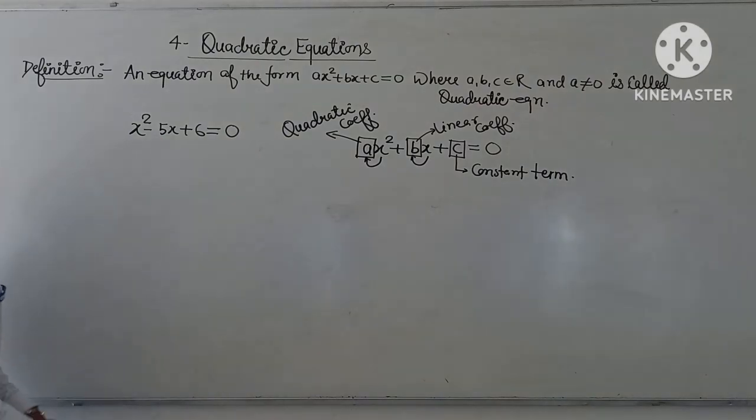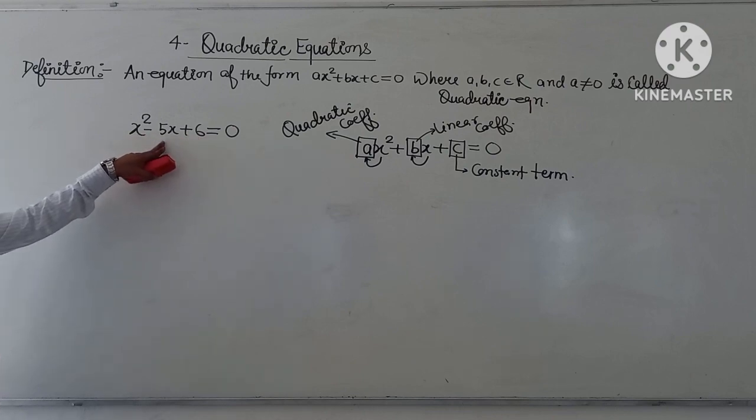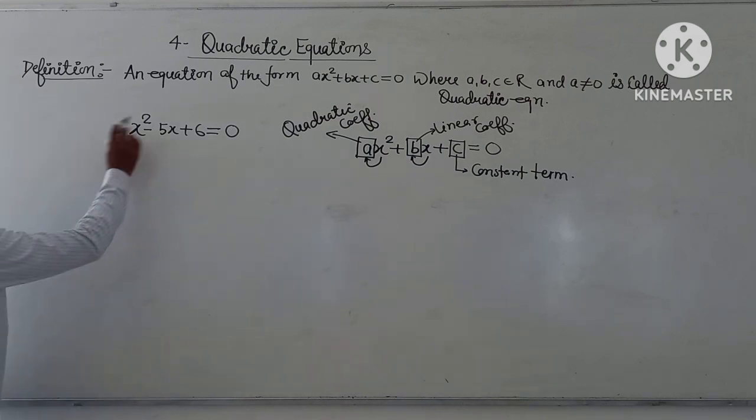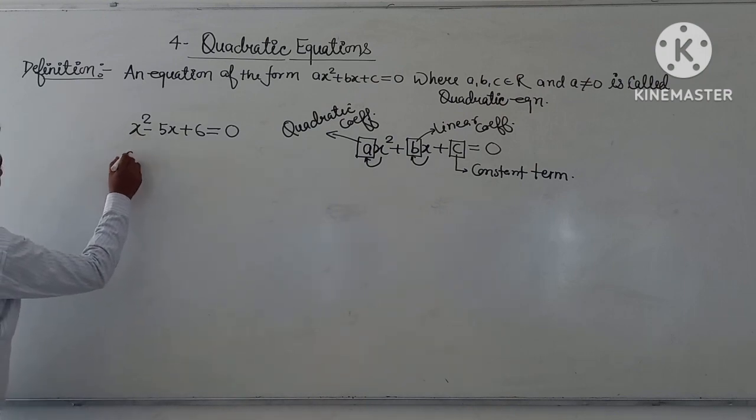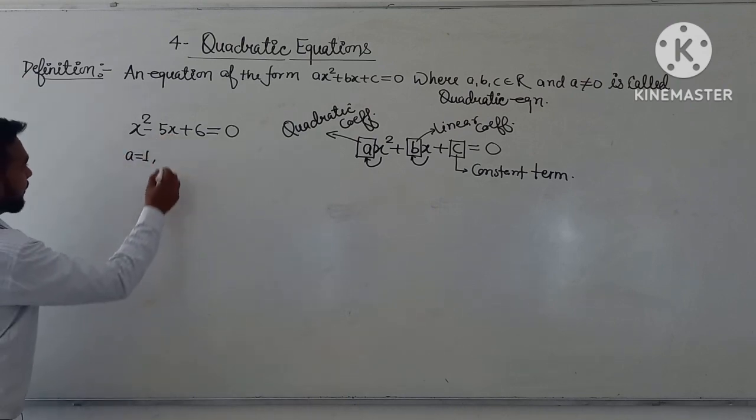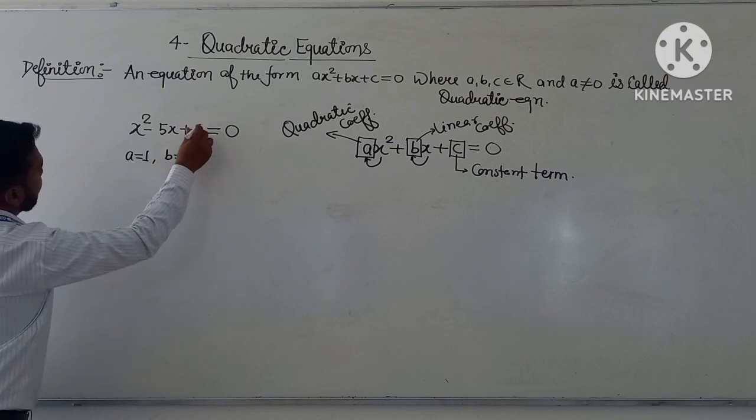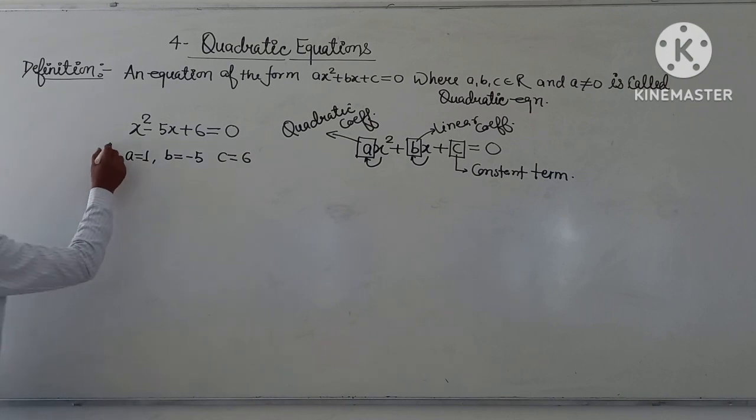Okay. If I talk about examples of the quadratic equation, that is x square minus 5x plus 6 is equal to 0, then you can simply observe this equation and write the values of a, b and c. Here the coefficient of x square is 1, so you will write a is equal to 1. The coefficient of x is minus 5, that is the value of b is equal to minus 5, and the constant term is 6, so c is equal to 6.